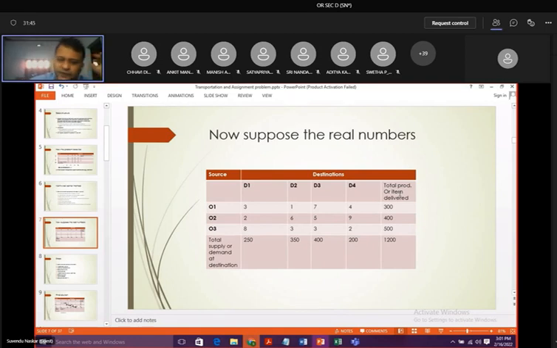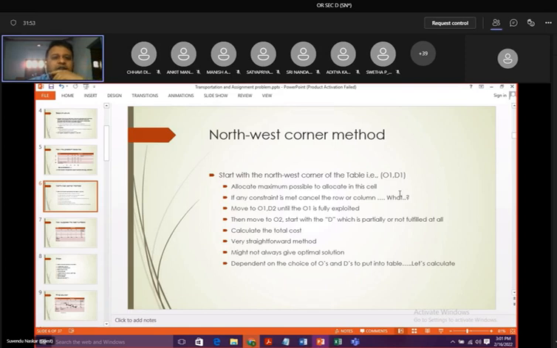So is everybody noted it? Yes, sir. Okay, thank you. So the northwest corner method is to start with the northwest corner of the table, that is O1 D1. What is the value in this cell? 3. So we will always start from that cell. Allocate the maximum possible in this cell. How much can you allocate here?